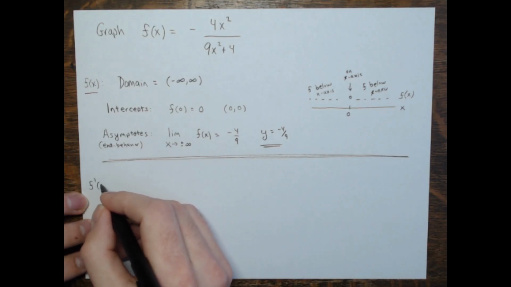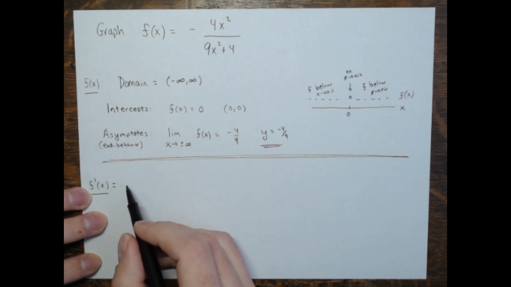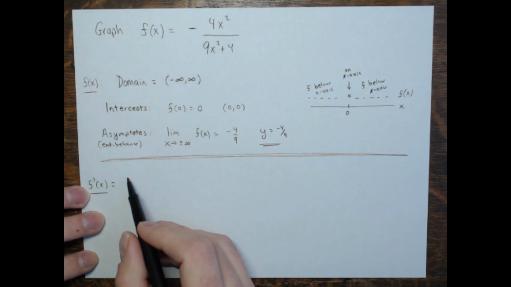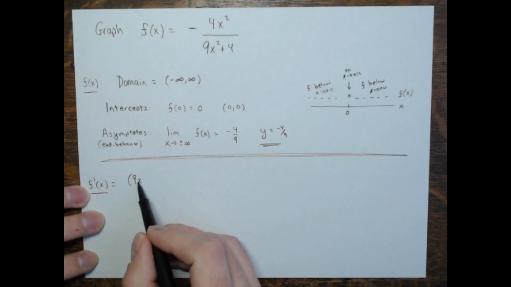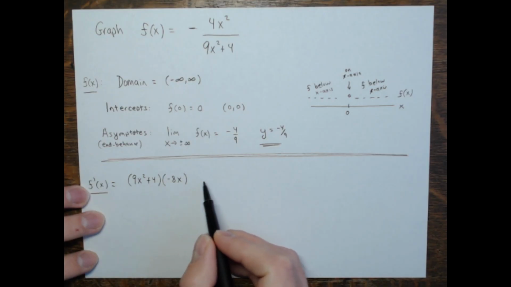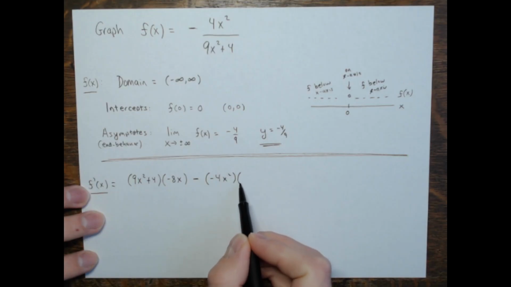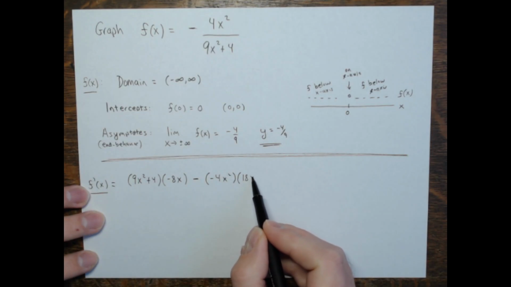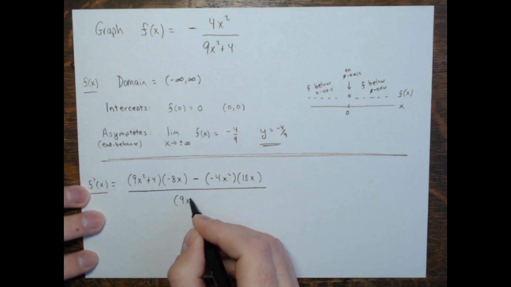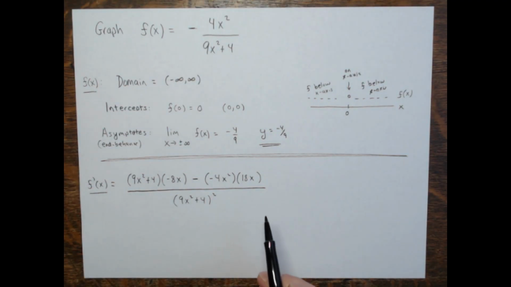Now f prime. All right, so now I'm looking at the derivative. So f prime. The numerator is negative 4x squared. I'm going to use the quotient rule for the derivative. So it's the denominator times the derivative of the numerator, negative 8x, and then minus the numerator, negative 4x squared, times the derivative of the denominator, 18x. And then all this divided by the denominator squared. And then we can simplify this a tad.